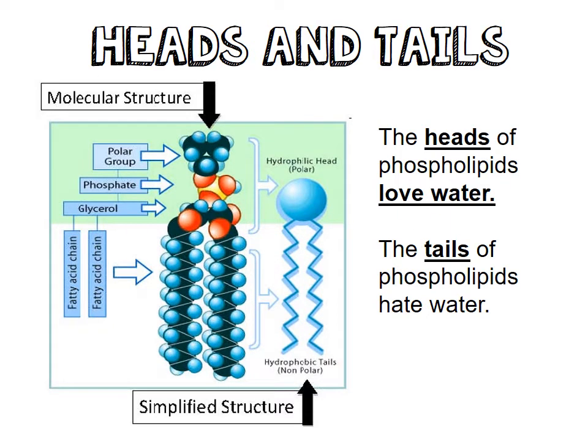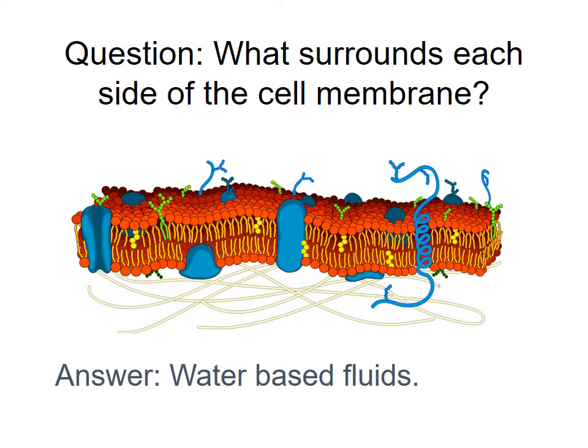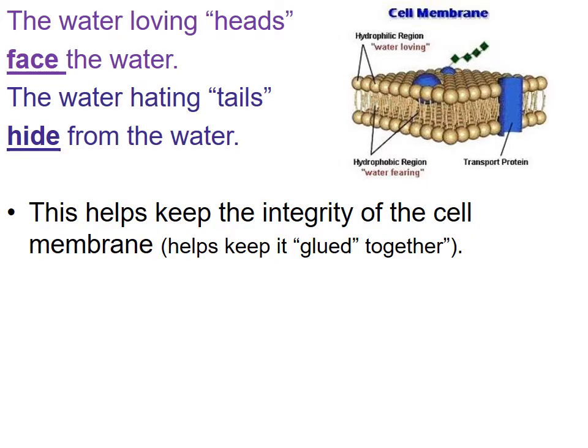So we have a phospholipid head and tail. The hydrophilic head loves water, so the head loves water and the tails hate water. Question for you, what surrounds each side of the cell membrane? If you thought water-based fluids, basically water, cytoplasm, you are correct. Okay, so the water-loving heads are going to face the water. So we have water on this side, and we have water on this side. The water-hating tails are going to hide from the water, and that's where all of this is.